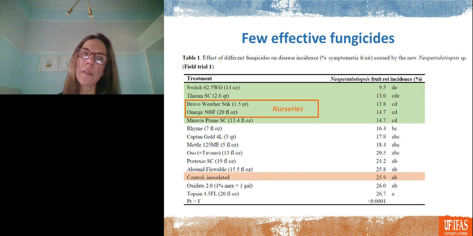Rime has a different mode of action. Switch is a DMI, a group 3 fungicide, and it's up there and looks good. So it's an option for rotation. The data we're showing here, you'll notice, is only for fruit rot incidence. I'm not showing the leaf incidence just because the separation for the fruit was better and more clear than the separation for leaf symptoms.